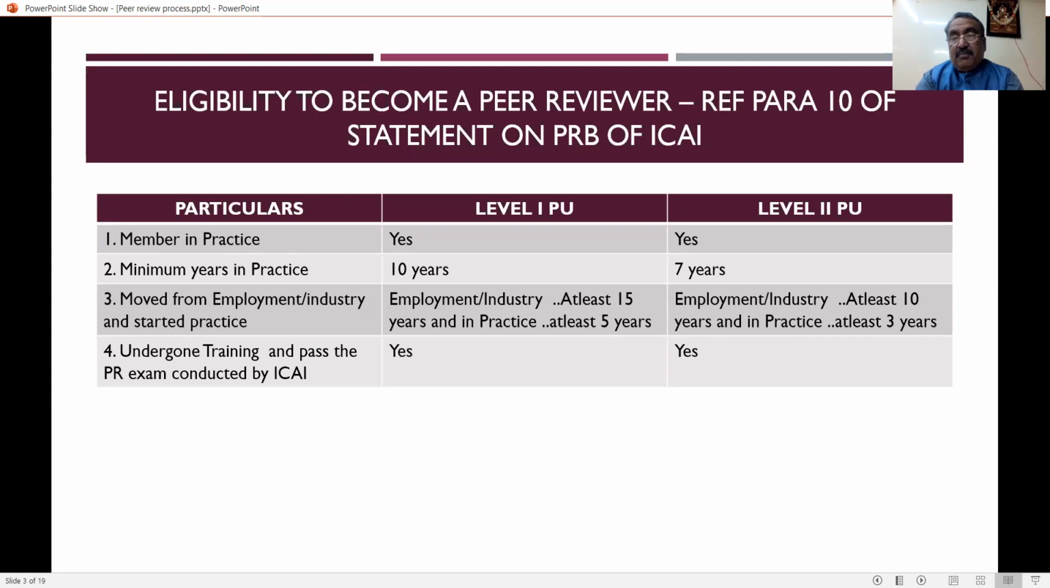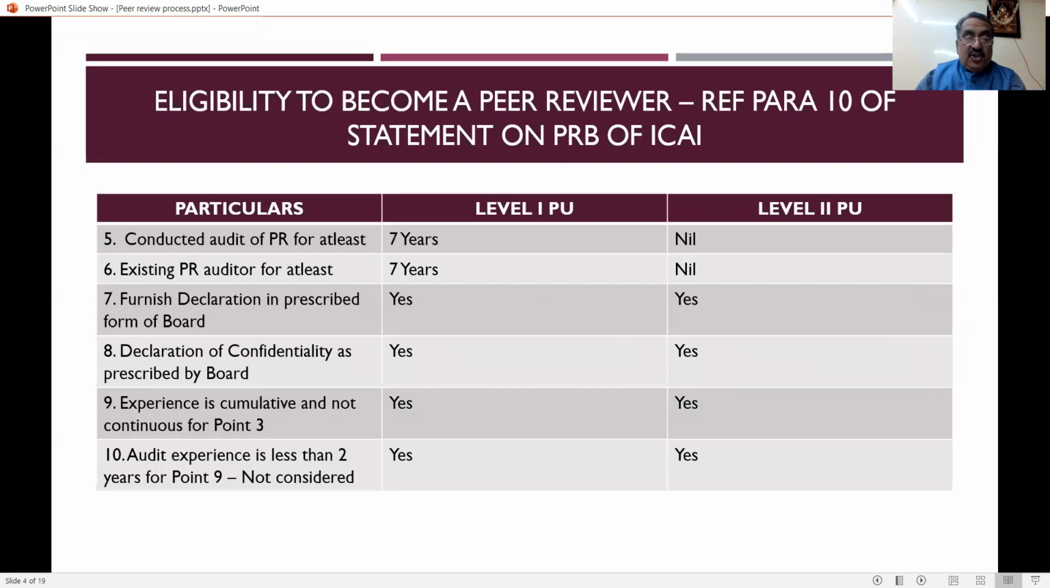And he should have undergone proper training. Only a chartered accountant is eligible to become a peer reviewer. He has to undergo a training conducted by the peer review board, and he has to pass the peer review examination conducted by ICAI. Then only he will be appointed as either peer reviewer for level 1 or level 2. And you should be in audit for at least 7 years, and you should furnish a declaration in the prescribed form that you will act as the peer reviewer, and a declaration of confidentiality is also a must.